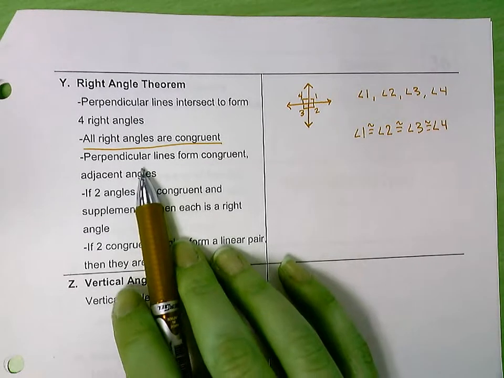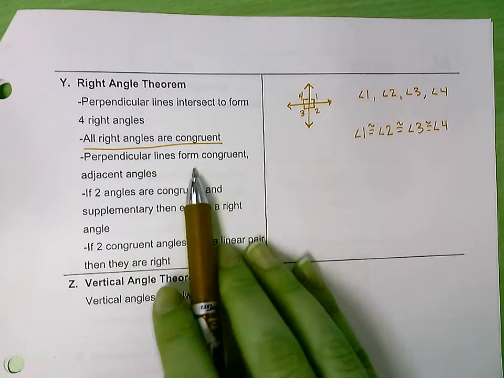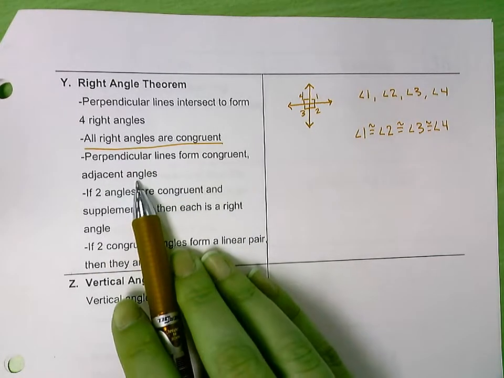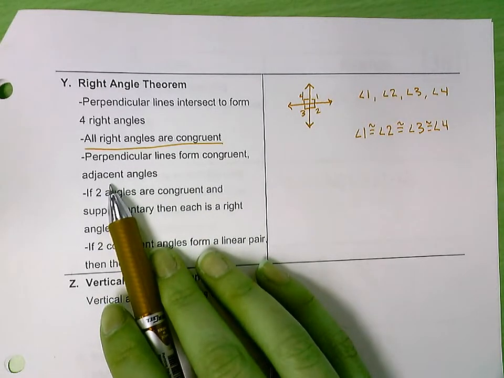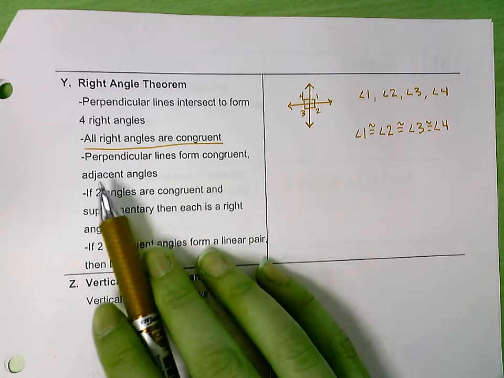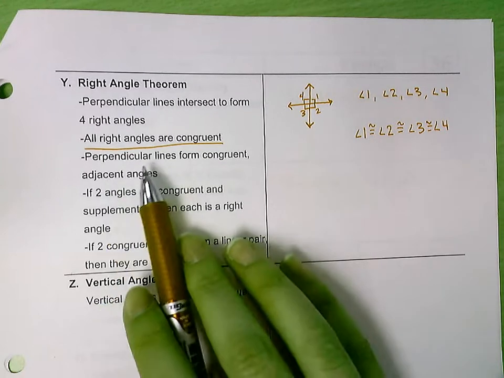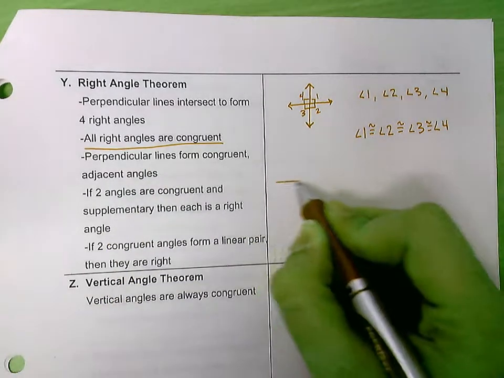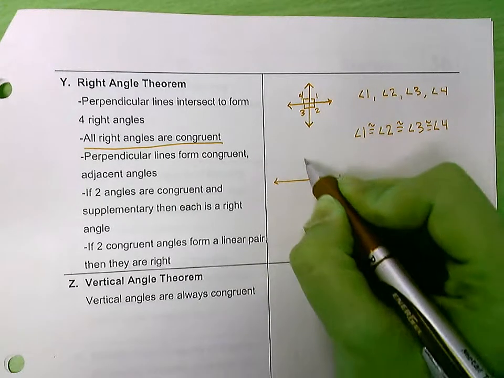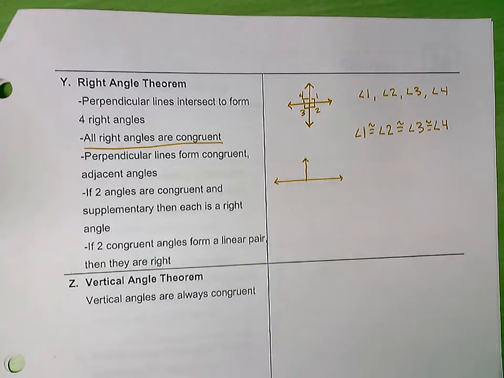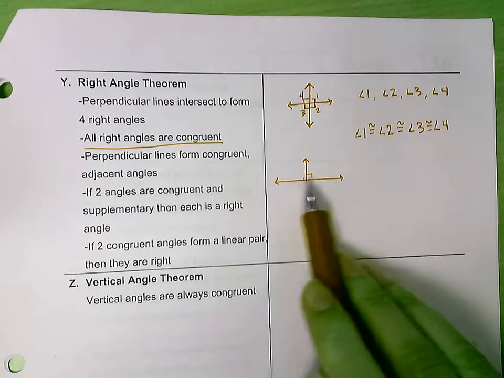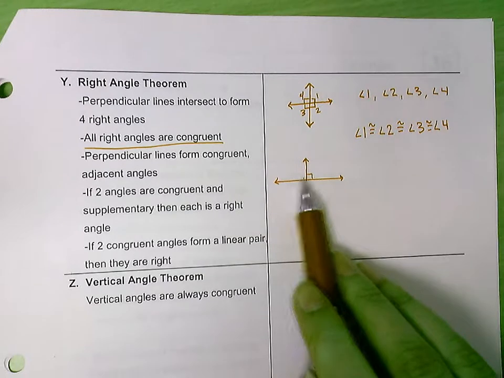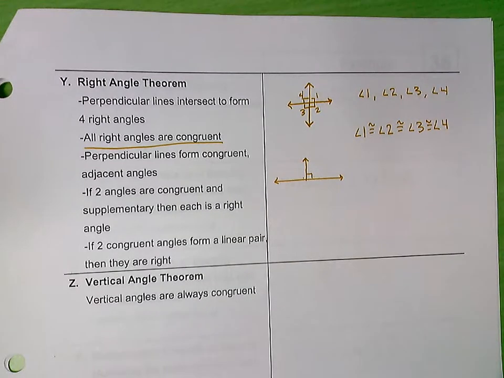Your perpendicular lines form congruent adjacent angles. What does adjacent mean? Next to. Adjacent means next to. So these are perpendicular. They form congruent adjacent angles. They're congruent because both are 90, and they are adjacent because they're next to each other.